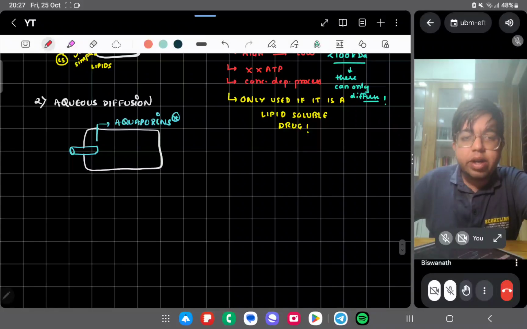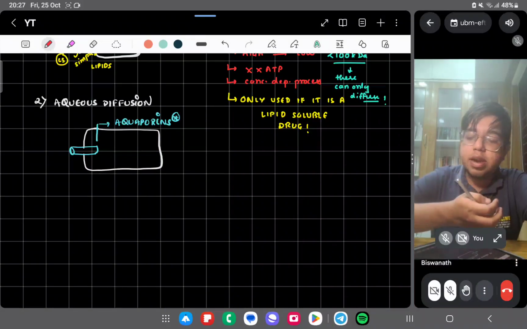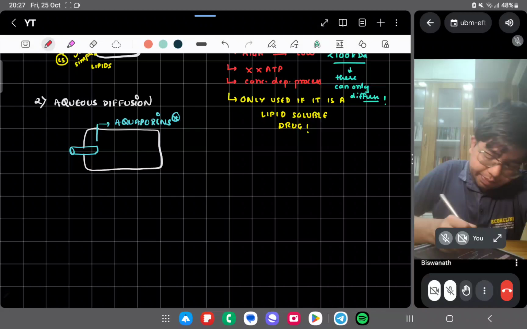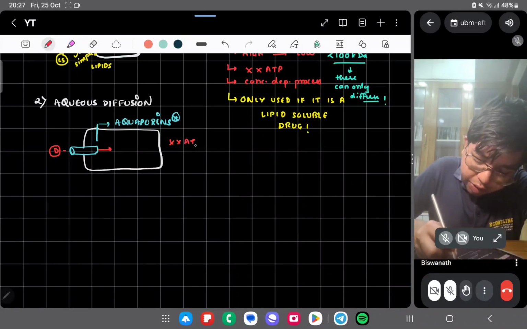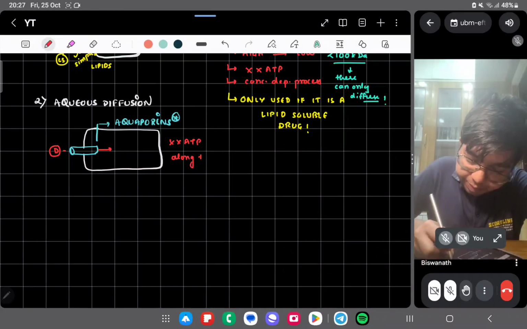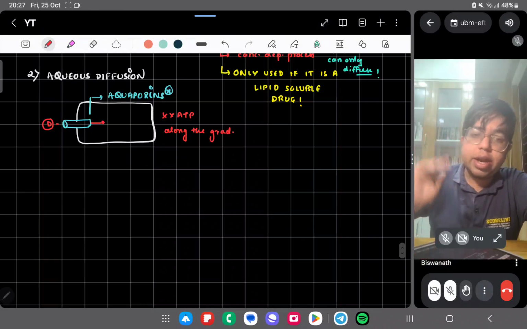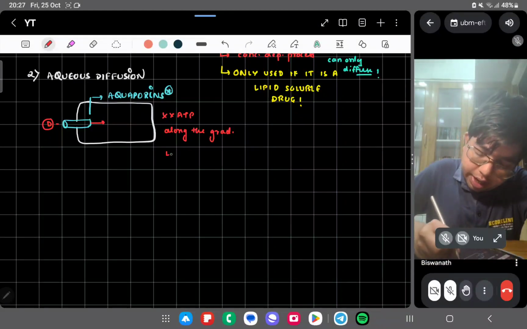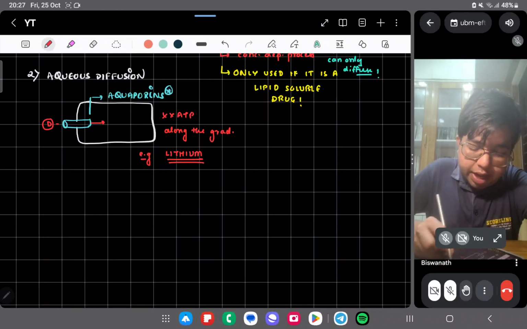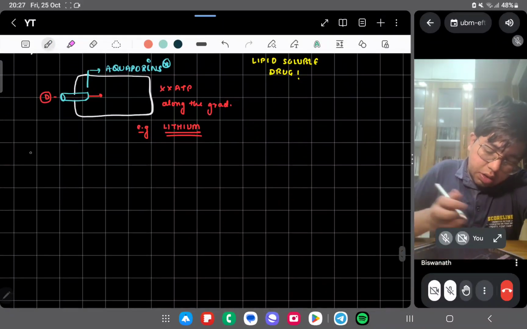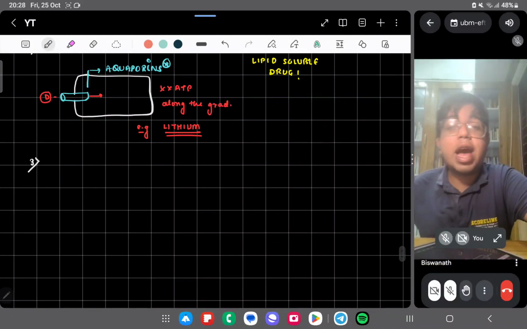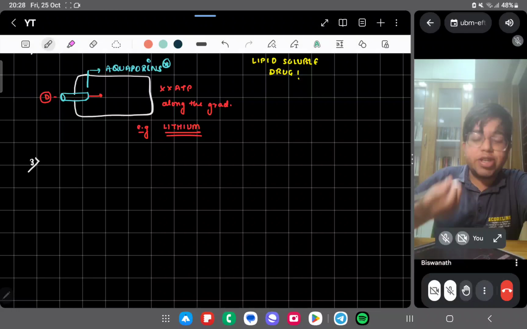So what is this? No ATP required. Along the concentration gradient, the drug goes via the aquaporins. This is the drug, it went via the aquaporins. No ATP required, along the gradient, right? And what is the drug we have to remember? Lithium. Example is lithium, which is moving via aqueous diffusion. Done? Okay. Now the third route which you have to remember is called endocytosis.